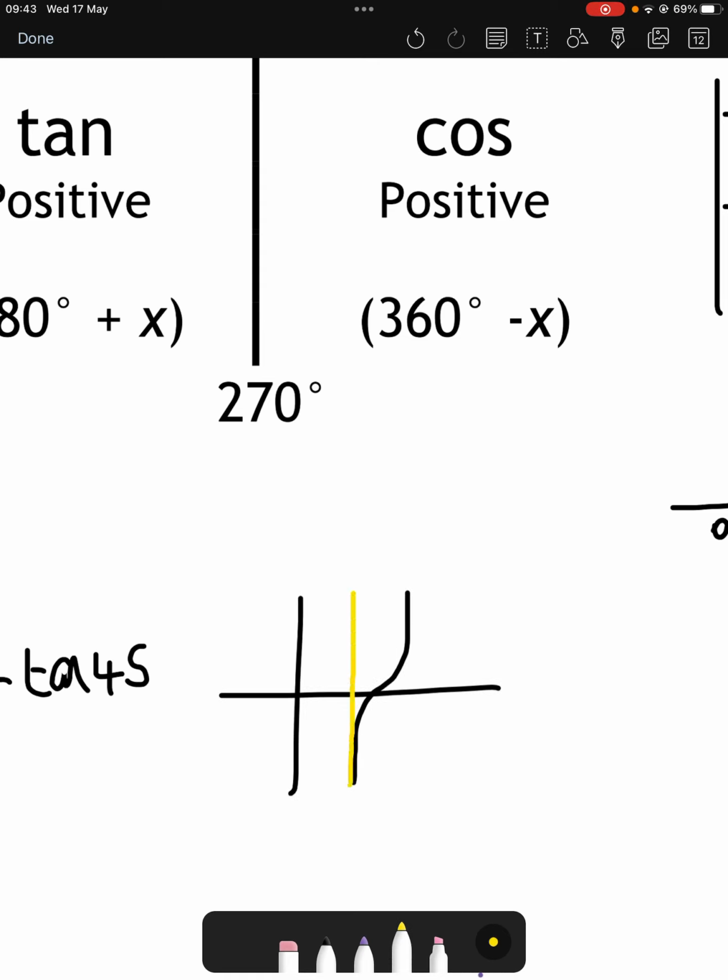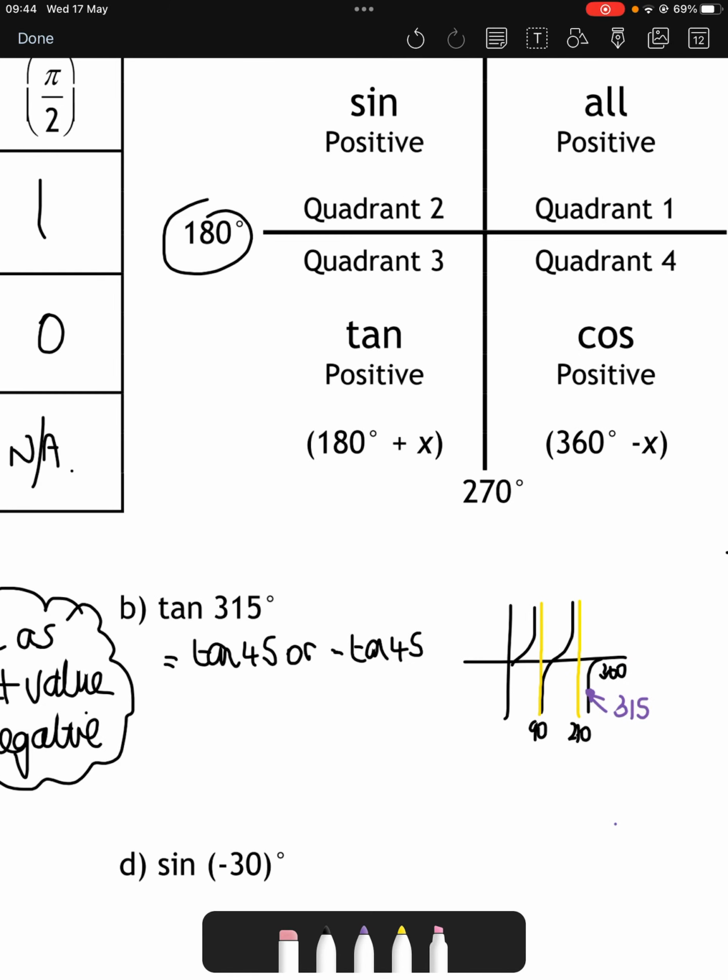Put my asymptotes in, that's there and that's there. Remember these are at 90 and 270. That's 360 there. We're looking at where on the curve is 315. Now on the curve, it must be here, between the 270 and 360, so it must be like there. Which is negative, right? It's below the x-axis. So it's negative. So therefore, it's the same as negative tan of 45. What's tan of 45? 1 over root 2. So negative 1 over root 2.